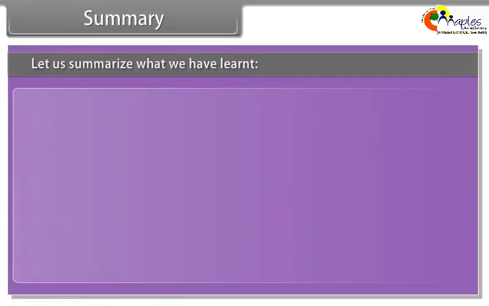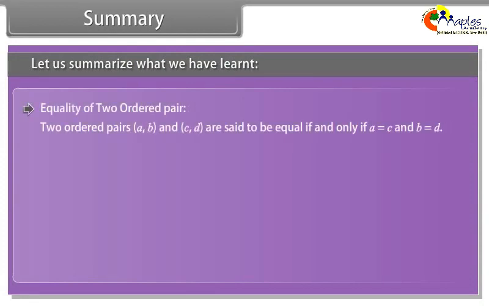Summary. Let us summarize what we have learned. Equality of two ordered pairs. Two ordered pairs (a, b) and (c, d) are said to be equal if and only if a is equal to c and b is equal to d.